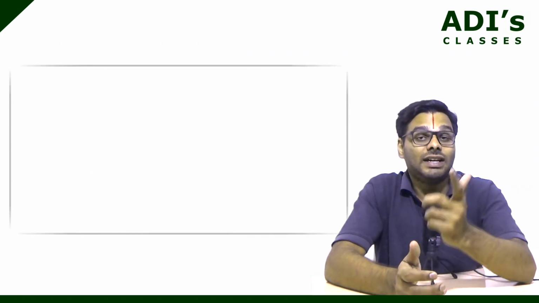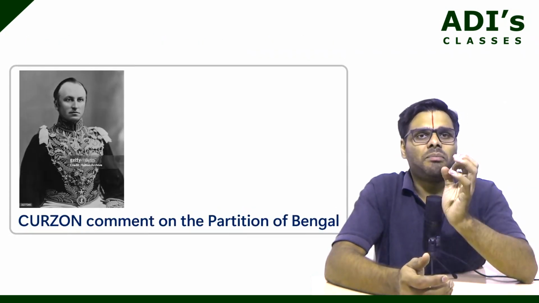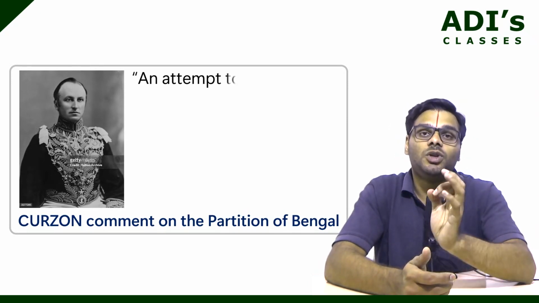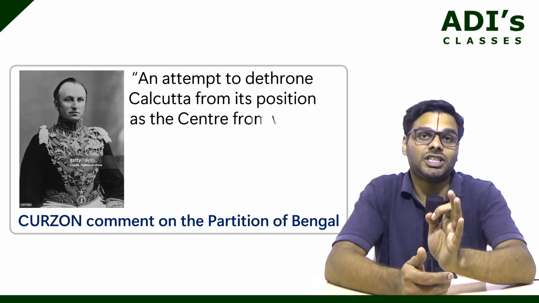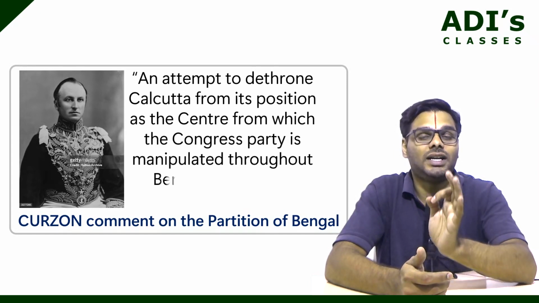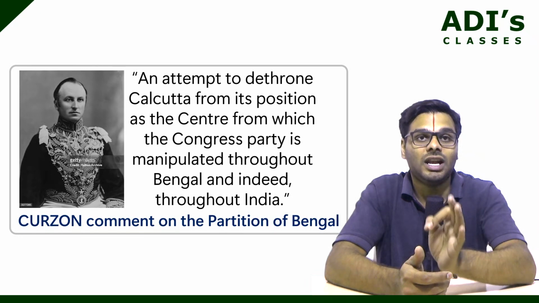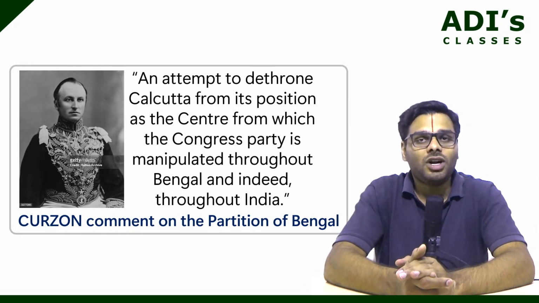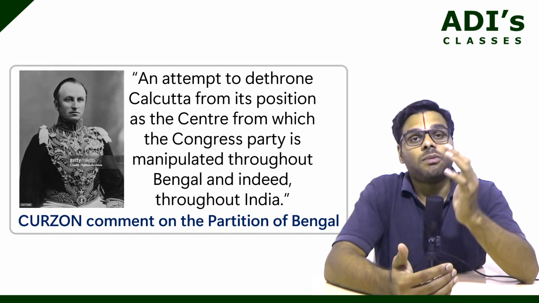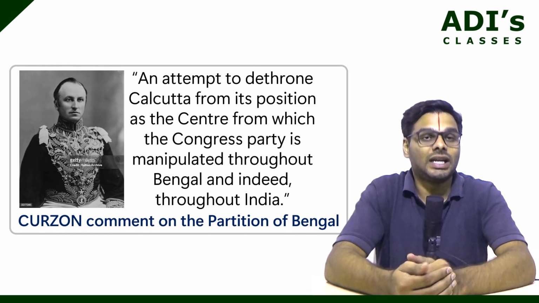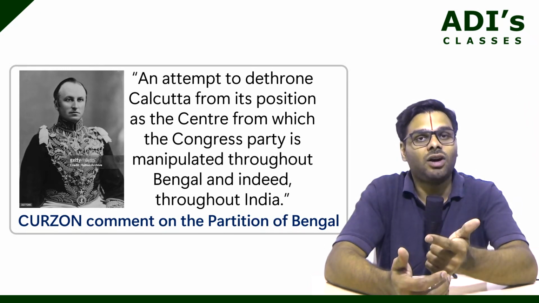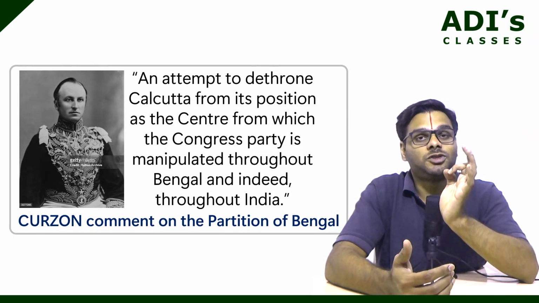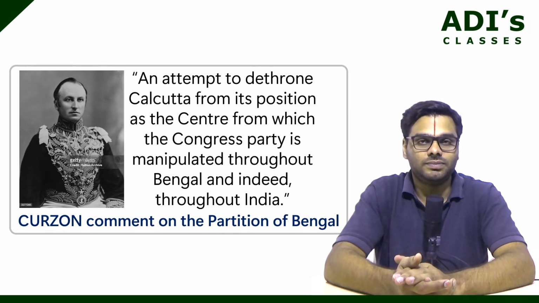So Curzon, the viceroy at the time of partition and a man of great vice, said the partition was an attempt to dethrone Calcutta from its position as the center from which the Congress party is manipulated throughout Bengal and indeed throughout India. So they wanted to slow down the Congress, they wanted to slow down the Indian national movement. The nerve centers were Bombay and Bengal, but Bengal was the more aggressive one. So they wanted to strike at the heart of Bengal.